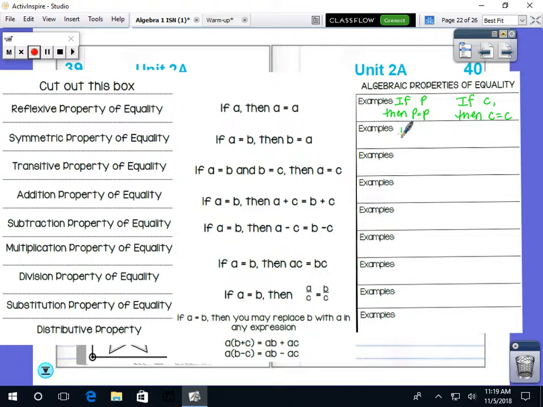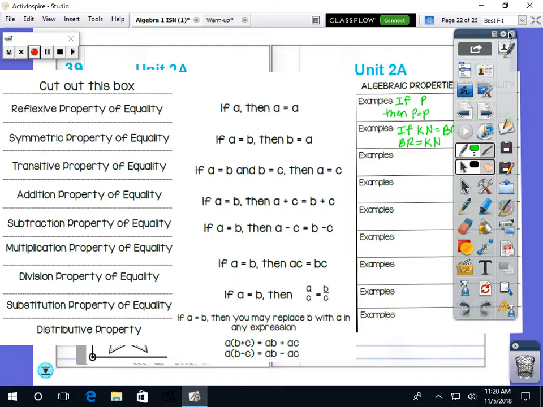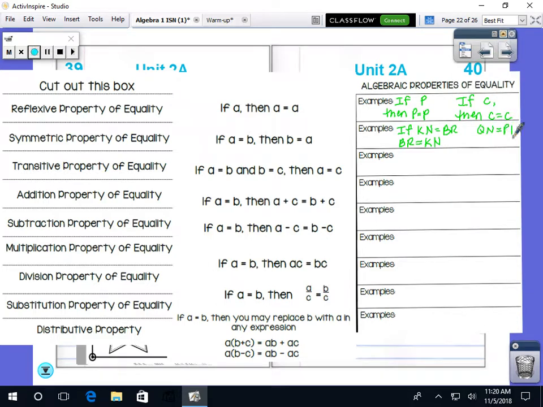The first one that somebody said was if Kn equals Br, then Br equals Kn. All they did was take the Kn and move it to the right side and the Br and move it to the left side. It's still the same thing though. It's just a matter of preference. Okay, and then the other one was if Qn equals PR, oops, I wrote R. Then PR equals Qn.